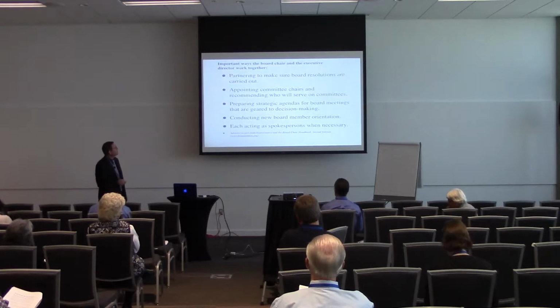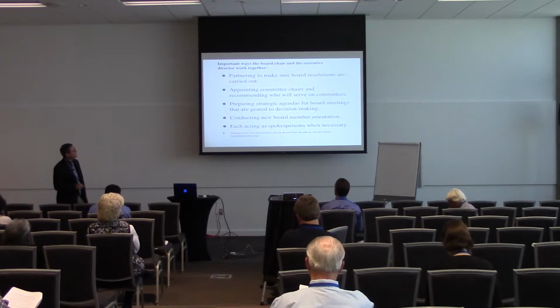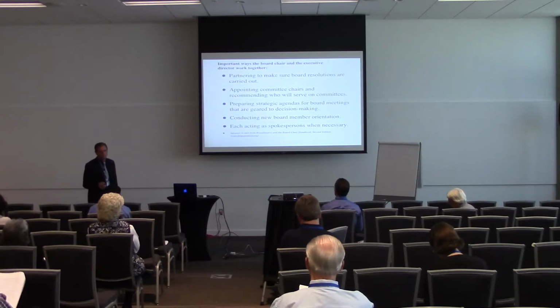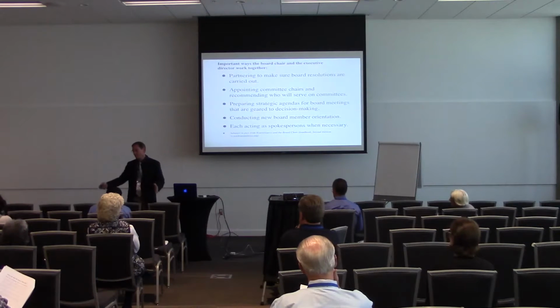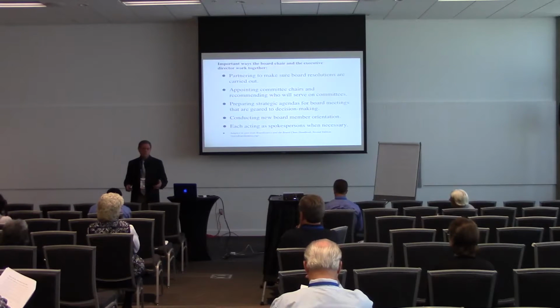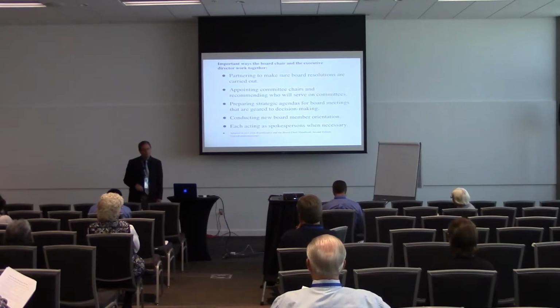Okay? Important ways that the board chair and the executive director can work together. Partnering to make sure board resolutions are carried out. So the board just voted that the organization should purchase liability insurance. I'll just use that as an example. Maybe they didn't have enough liability insurance. The board voted that, and they said to the director, we want you to do this. We want you to carry out this thing.